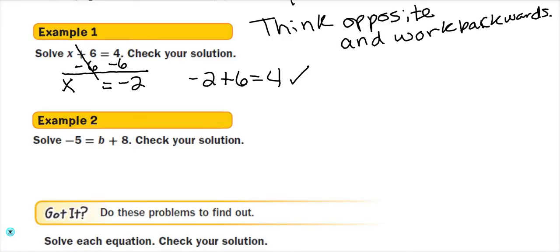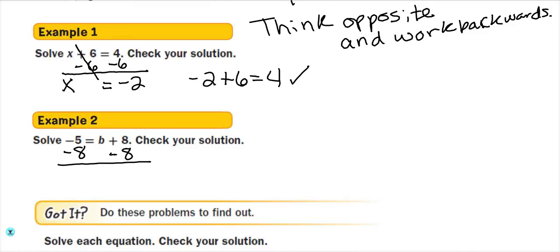All right, let's try the next one. So we're going to solve negative 5 equals b plus 8. So we're adding 8. Let me back up. The whole goal of this is to always get the variable or the letter by itself. We need to figure out what it equals, okay? So if I need to get b by itself, we have the plus 8. We need to move it to the other side. So since it's plus 8, we do the opposite, which is minus 8.